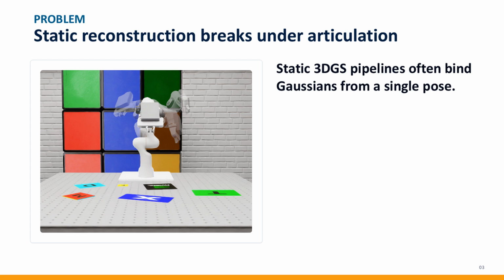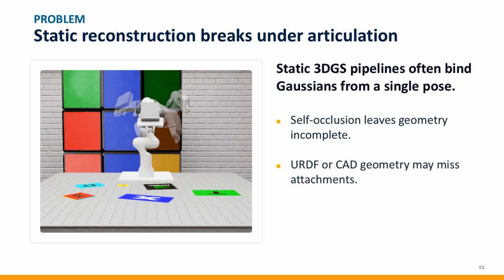A static 3D GS reconstruction is fragile in this setting because it usually observes the object in too few configurations. Self-occluded geometry may be missing, and mismatches between the CAD or URDF model and the real object can assign Gaussians to the wrong moving link.